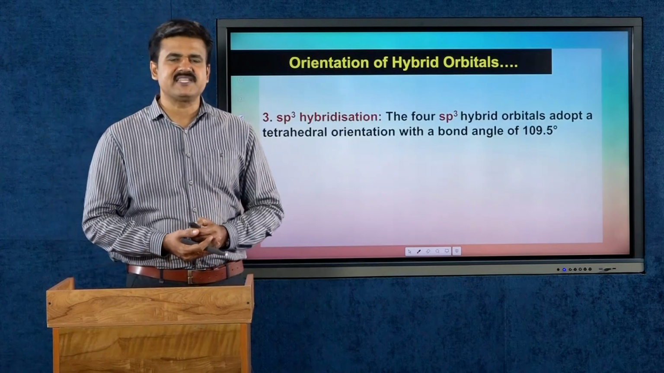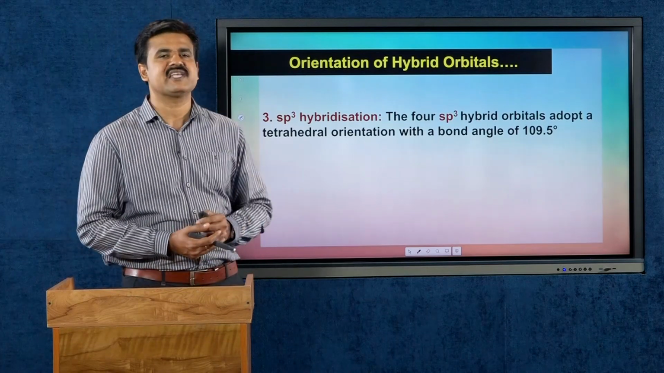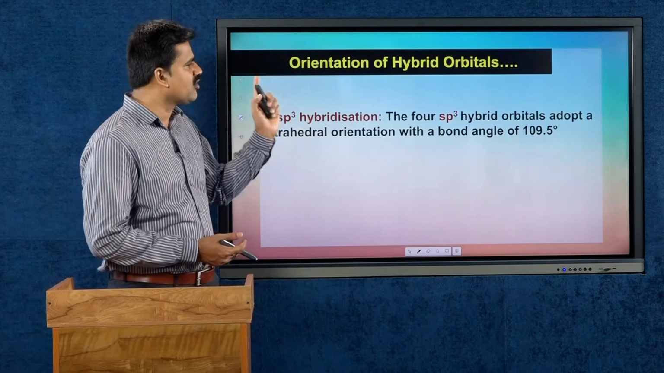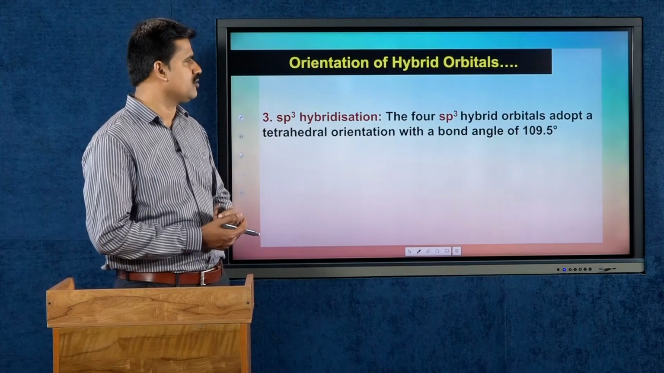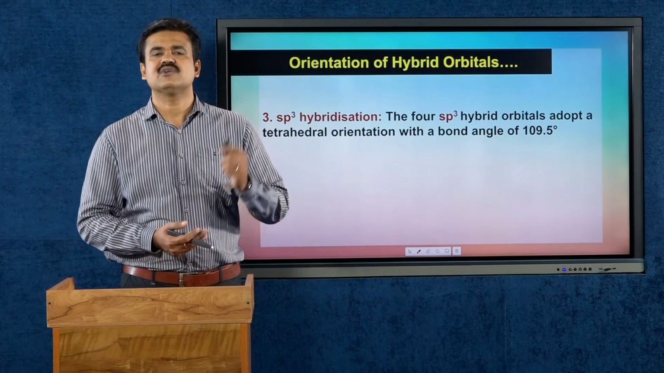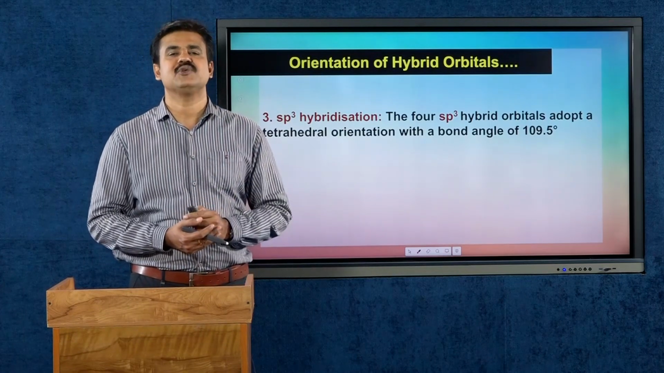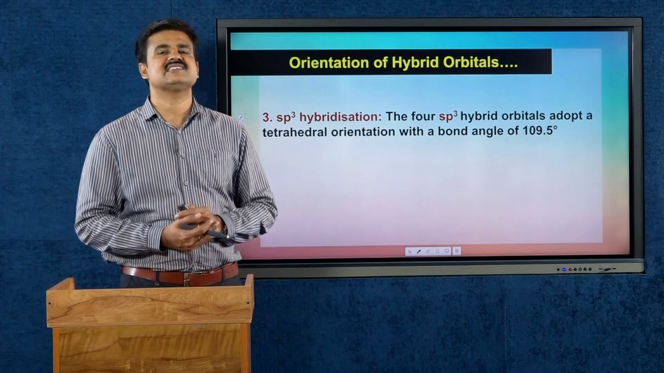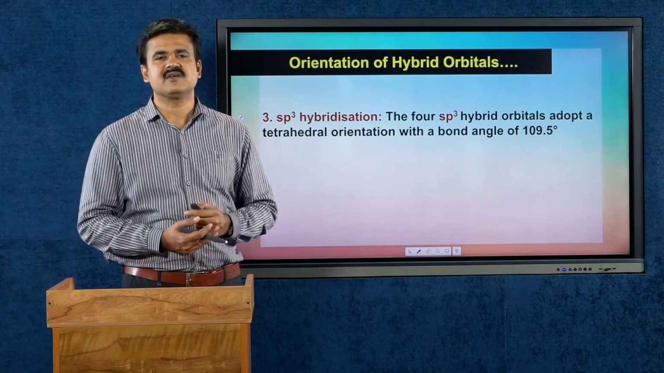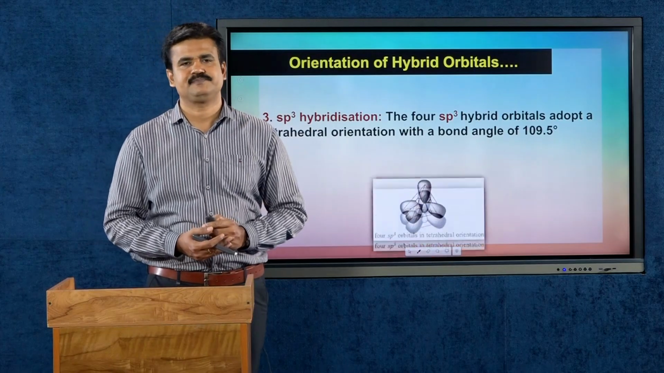Moving on to sp3 hybridization, there are four sp3 hybrid orbitals produced during sp3 hybridization. The four sp3 hybrid orbitals adopt a tetrahedral orientation with a bond angle of 109.5 degree, or in short 109 degree 28 minute. 30 minutes is equal to 0.5 degree. This is because 1 degree is equal to 60 minutes.